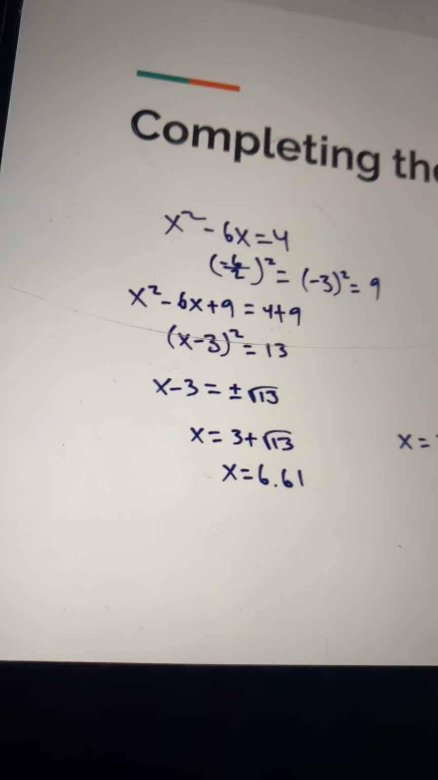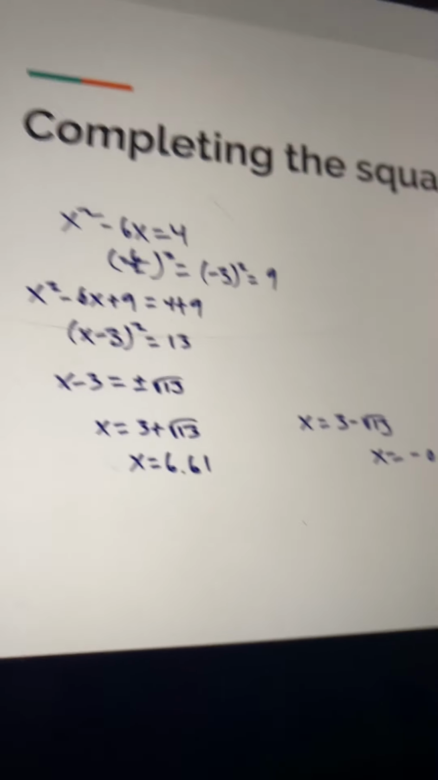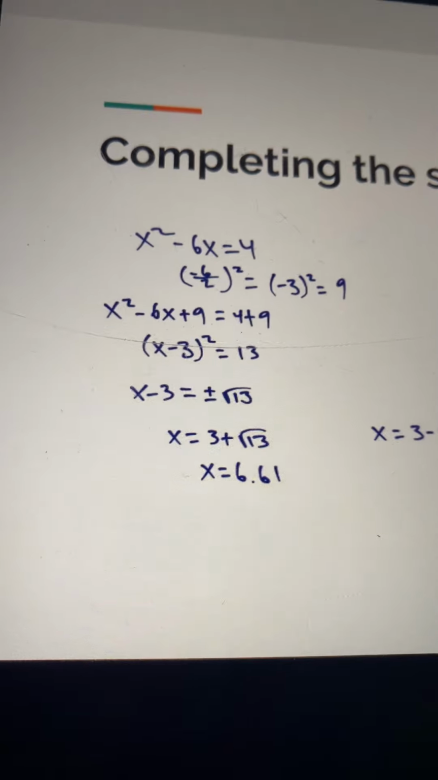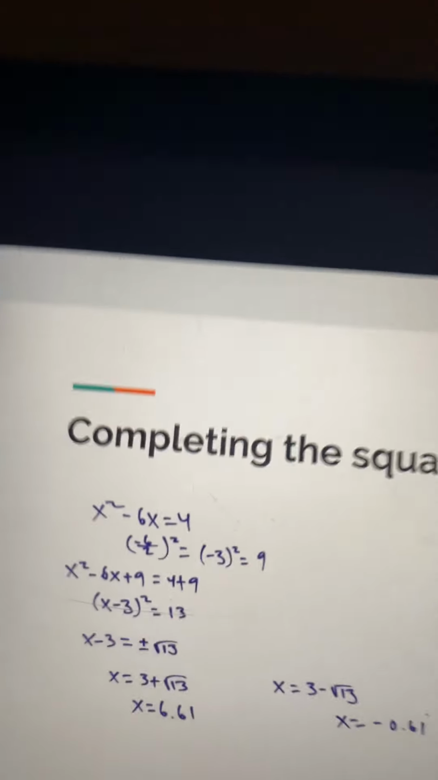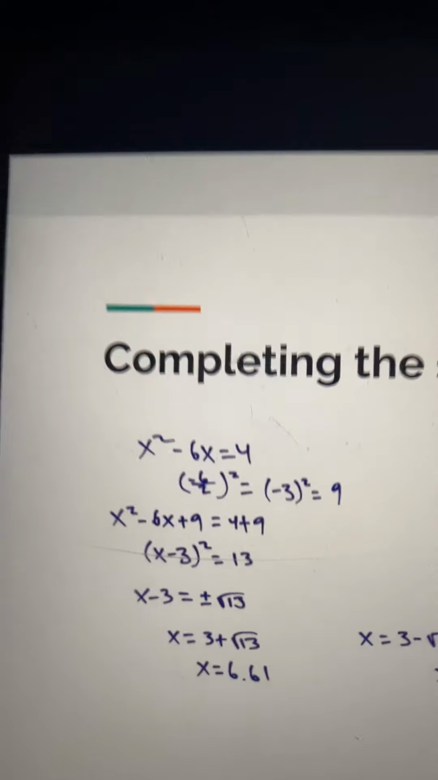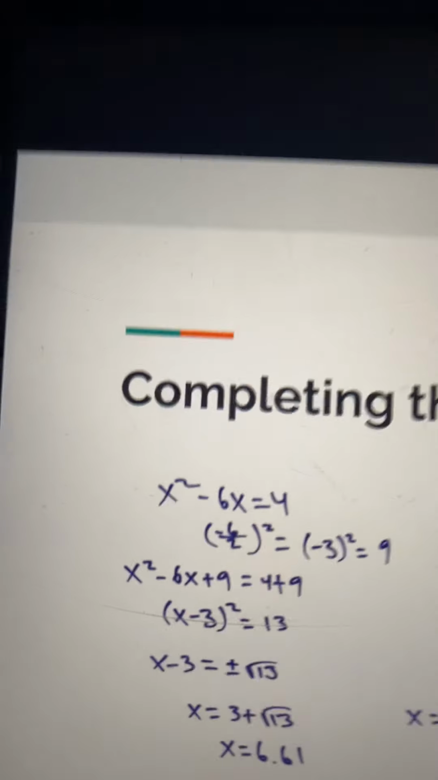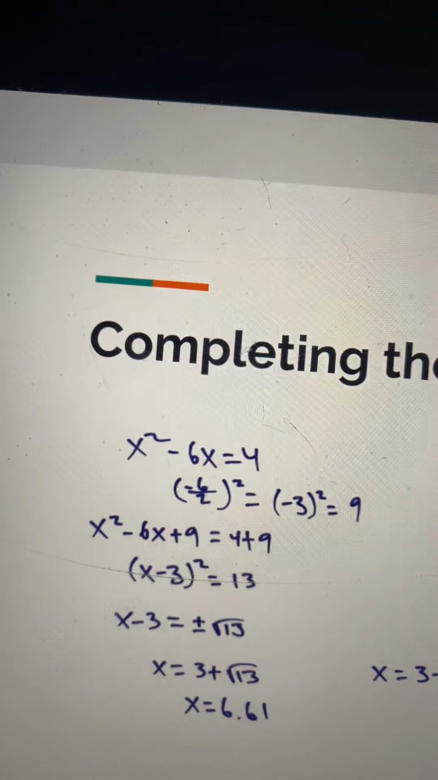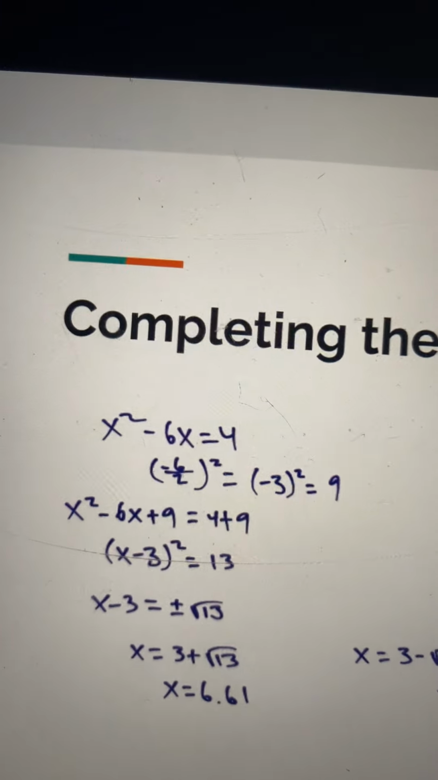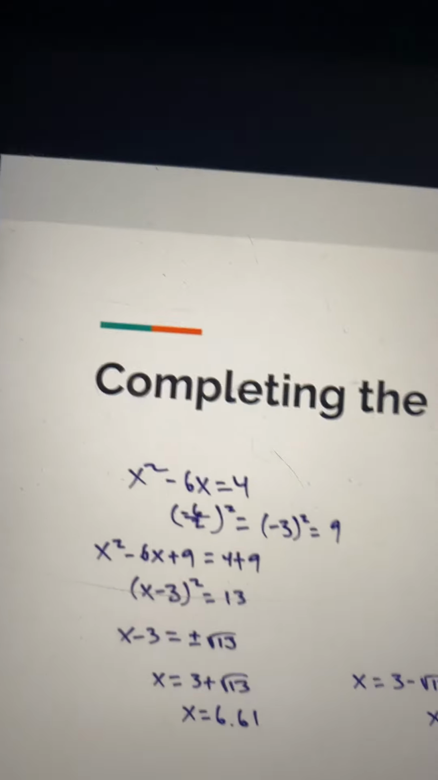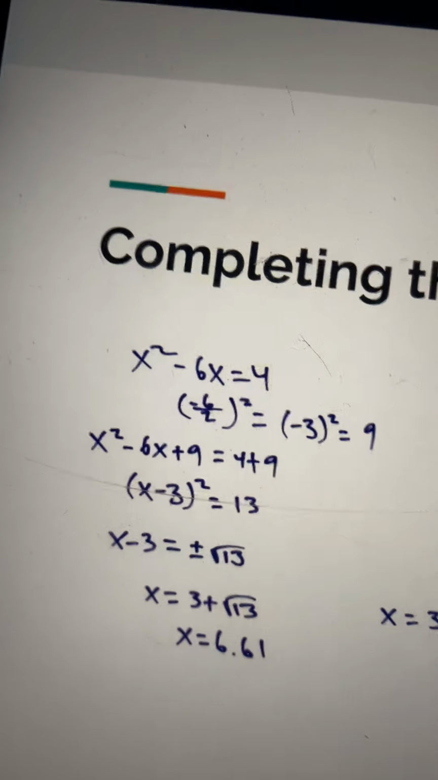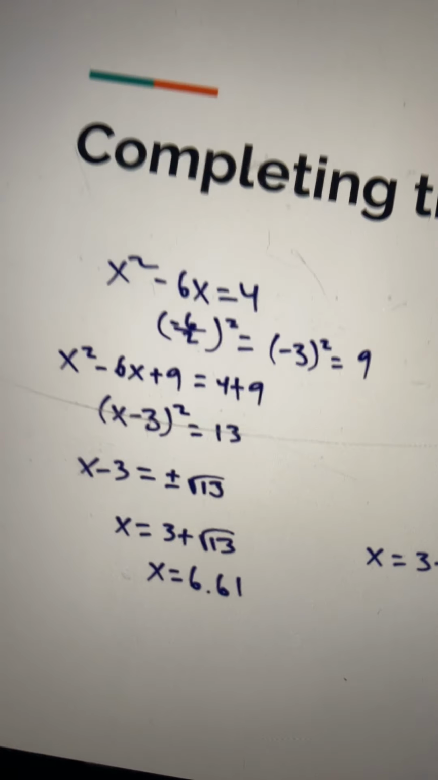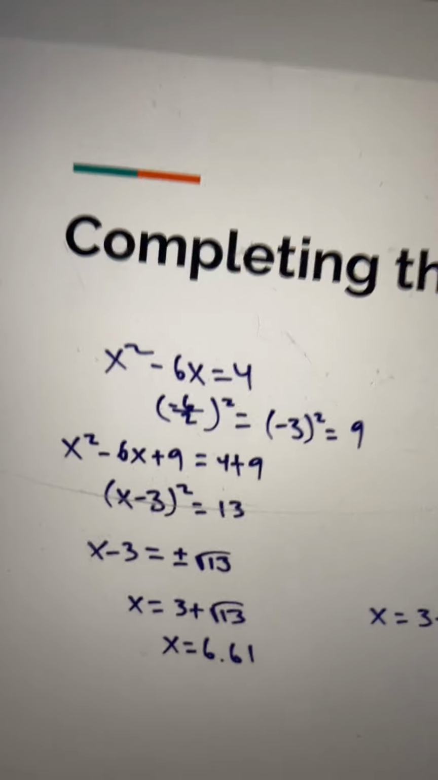So x squared minus 6x plus 9 equals 4 plus 9, which is 13. And then what you want to do is factor and simplify. So x squared minus 6x plus 9 turns into x minus 3 squared equals 13. You then want to take the square root of both sides and turn it into x minus 3 equals plus or minus the rad of 13.